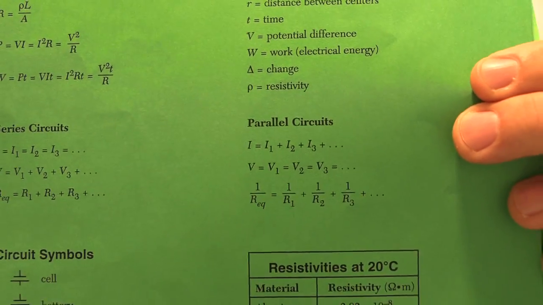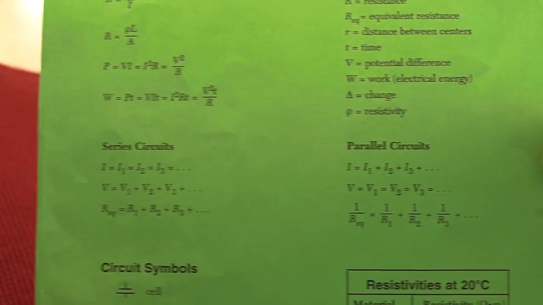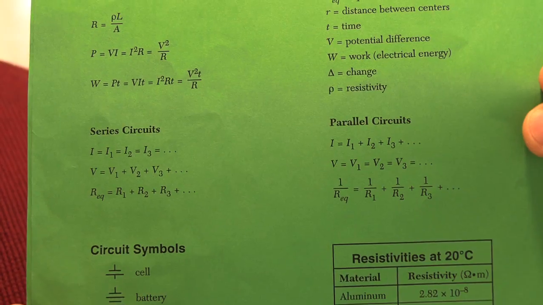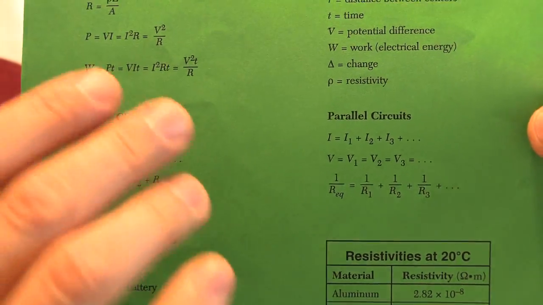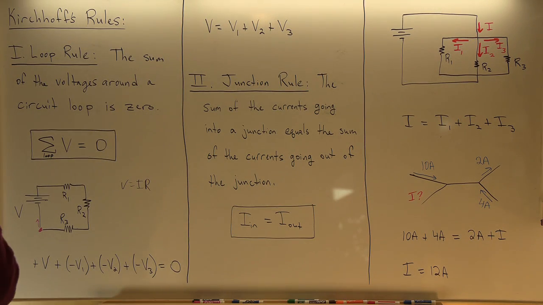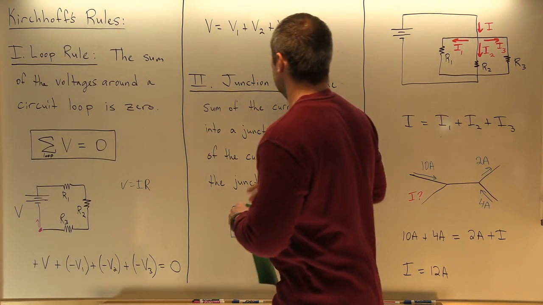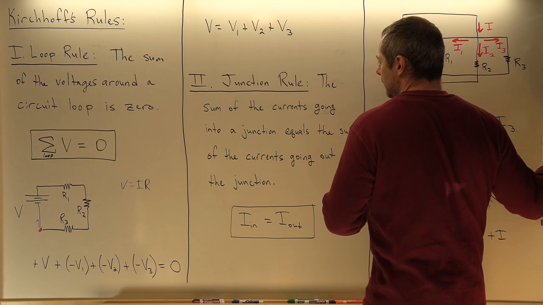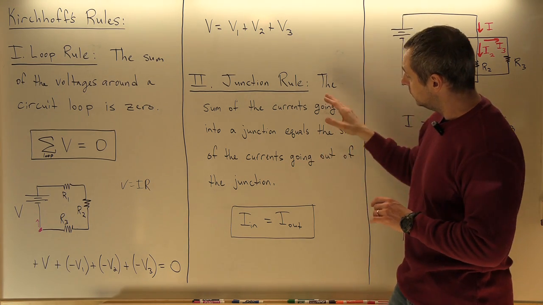But anyway, I got a little sidetracked, but the point is that these rules for series and parallel are all on the reference table here. All right, so Kirchhoff's loop rule turns into this for a series circuit. Let's move on to the other rule, the junction rule.